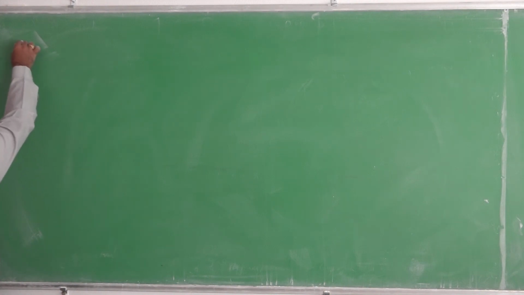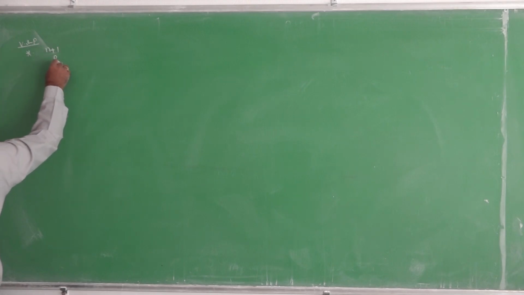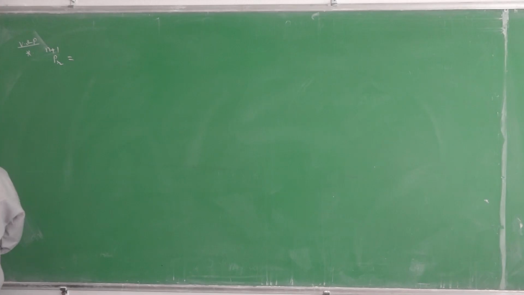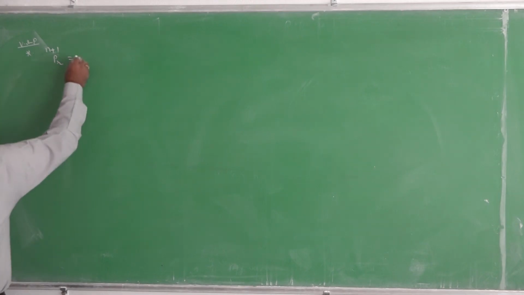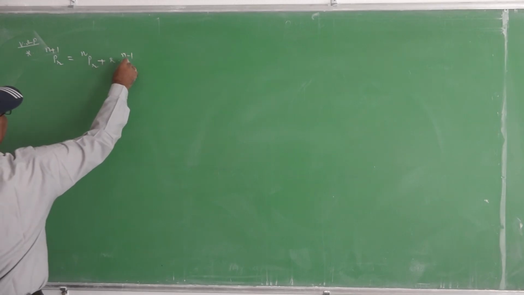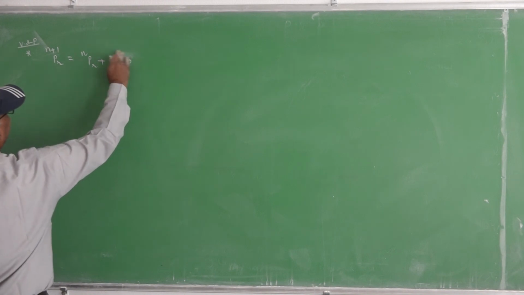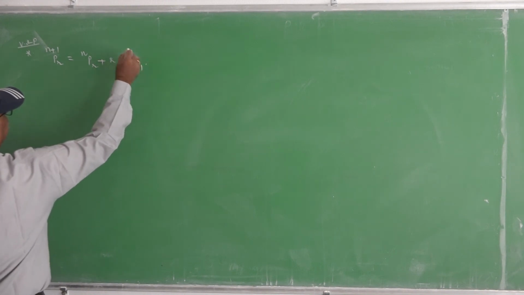This is a very important point. n plus 1 P r equals, this is one important relation: n plus 1 P r equal to n P r plus r into n P r minus 1.